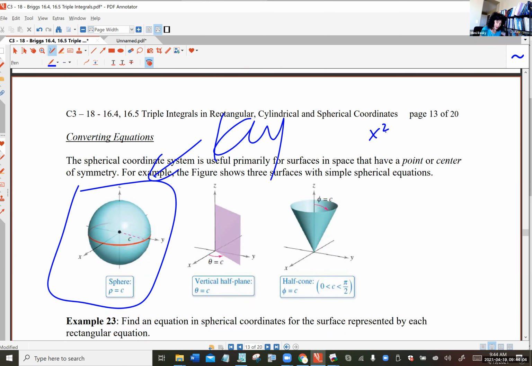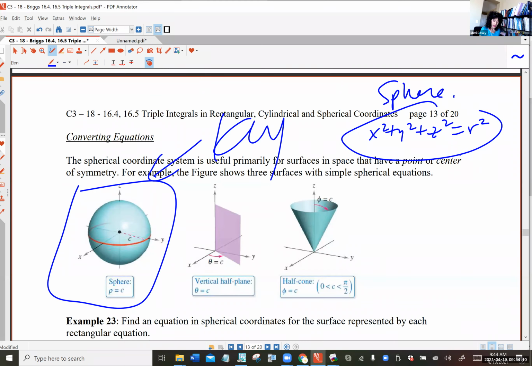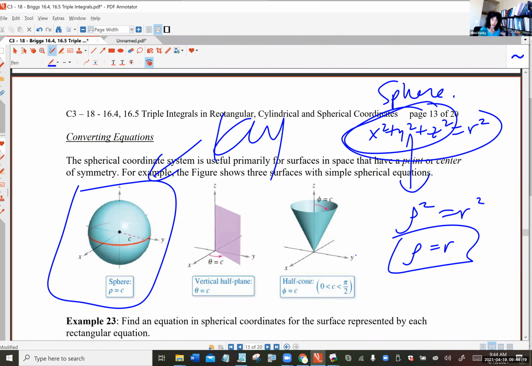Look, people, if you have x squared plus y squared plus z squared equals r squared, which is a sphere equation in rectangular, x squared plus y squared plus z squared is rho squared. So you're going to have rho squared equals r squared. And then if you square root both sides, you get rho equals r, or rho equals some constant. Know that that is a sphere equation in spherical coordinates.